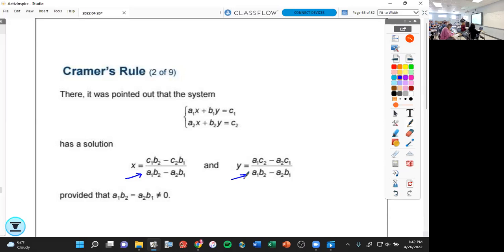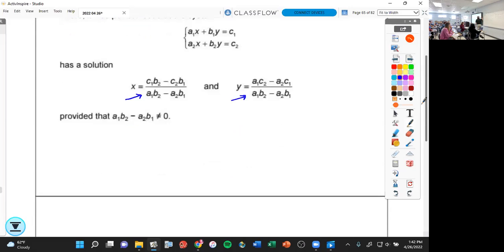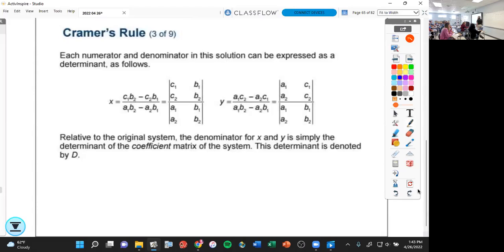A1, B2 minus A2, B1 can't be 0. How come? Can't divide by 0, right? So if the determinant is 0, can we use Cramer's rule? No. What are we supposed to use instead?